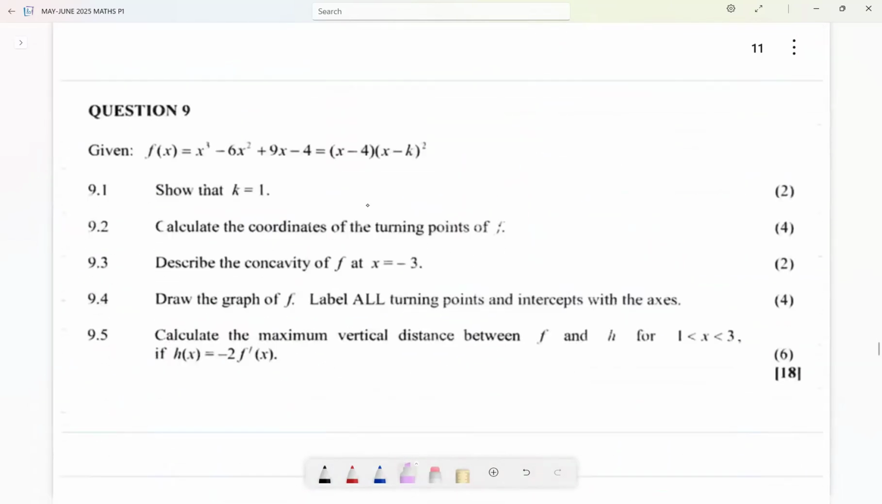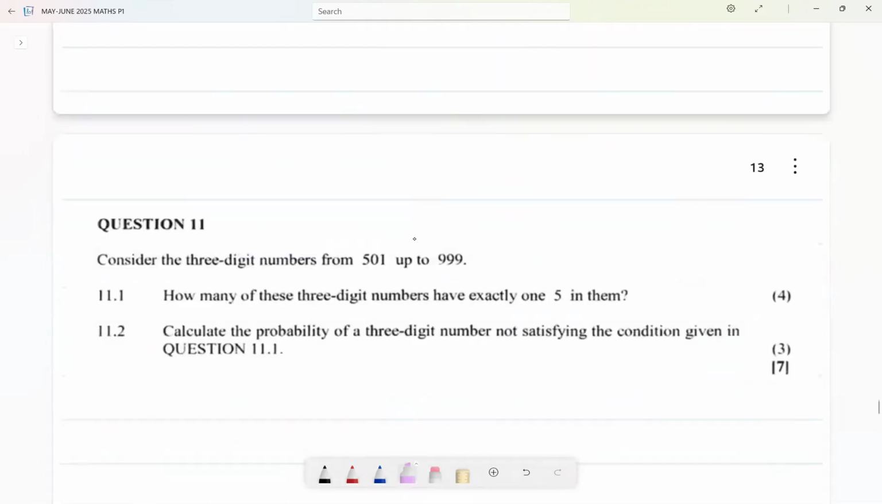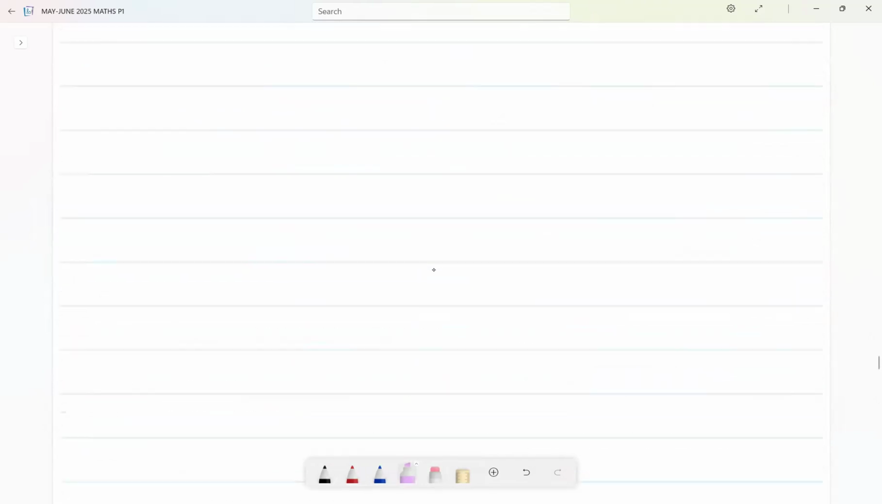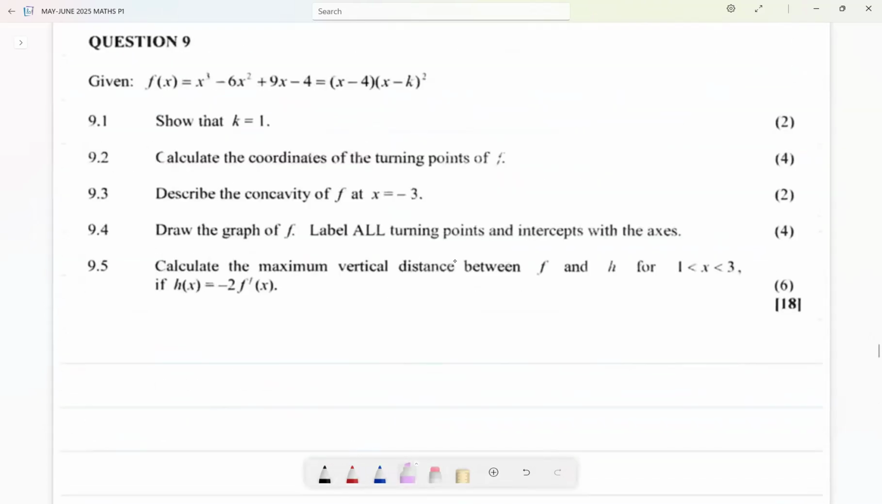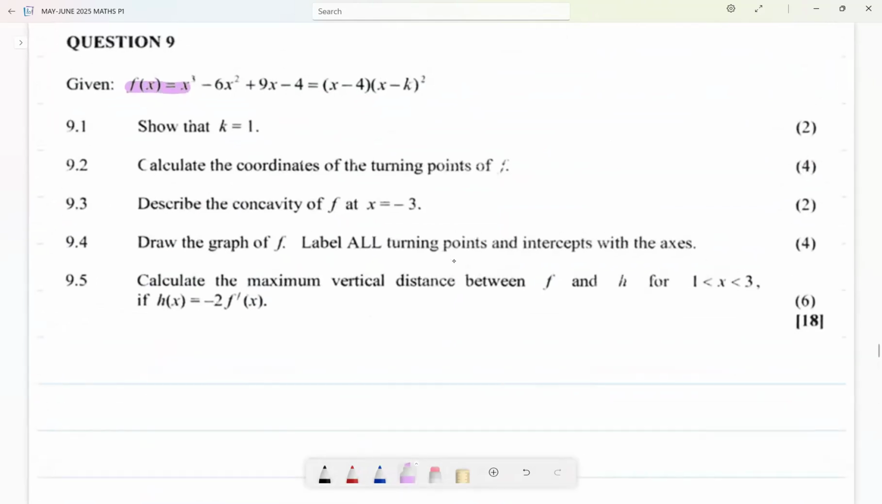Question 9. We are almost there, guys. We're almost there with the paper. Question 9. I'm giving that f of x is equal to x cubed minus 6x squared plus 9x minus 4. Okay, they have also factorized it for me, but only one factor I know, x minus k. Show that k is equal to 1.